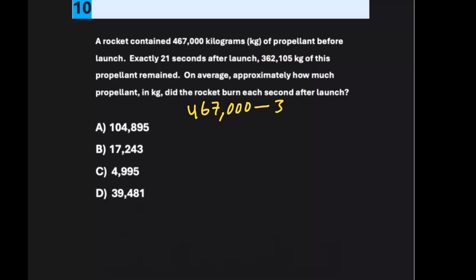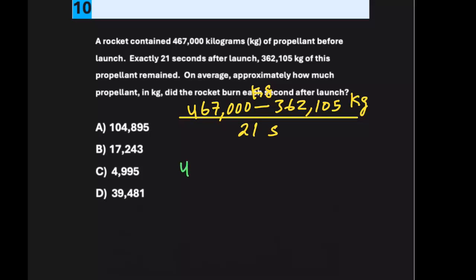47,000 minus 362,105 kilograms, kg and kg over 21 seconds. After doing the numbers, we're going to have 4,995 kilograms per second. So the rocket burns 4,995 kilograms per second, and the answer is right here.